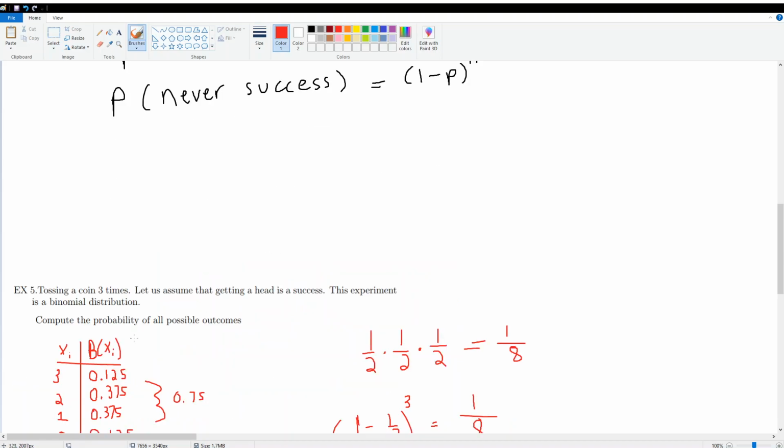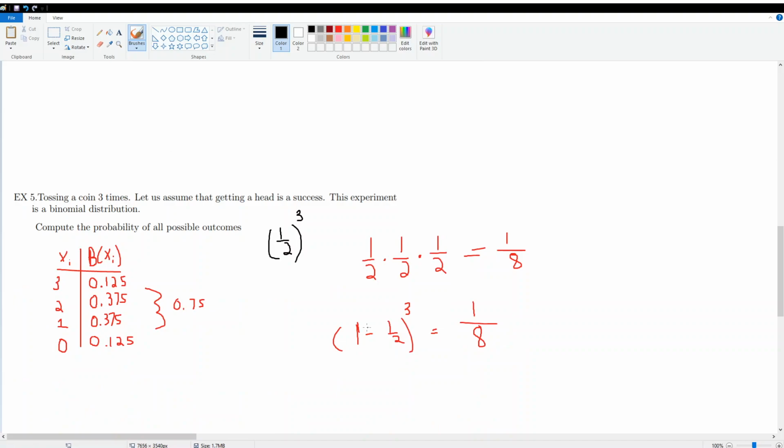So, in fact, if we always succeed, to show using the shortcut, that's going to be p, which is 1/2, to the power of 3, because 3 successes. Conversely, if we never succeed, that's this. So those are the binomial shortcuts. You'll find those to be very useful.